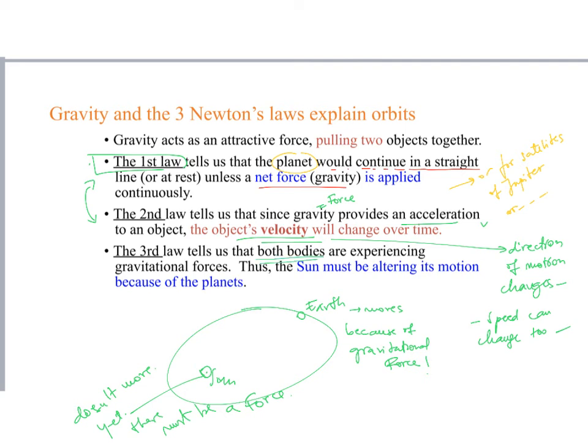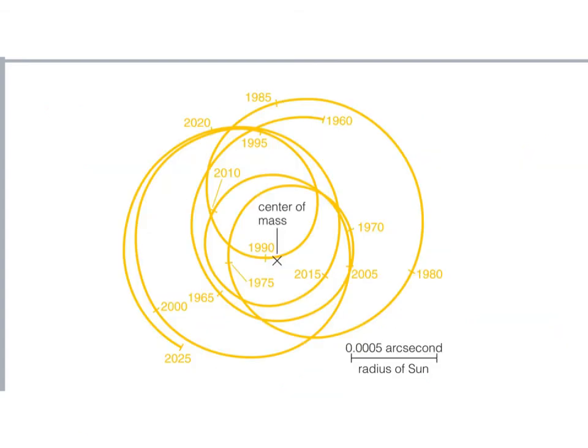Both bodies are experiencing gravitational forces. All right, this is the conclusion, and it's actually true. The sun must be altering its motion because of the gravitational pull of the planet. And here is the proof, all right? This is, for example, the center of the sun in 1980. This is the center of the sun in 1960. This is the center of the sun in 1985, right? So, center of the sun. Center of the sun.